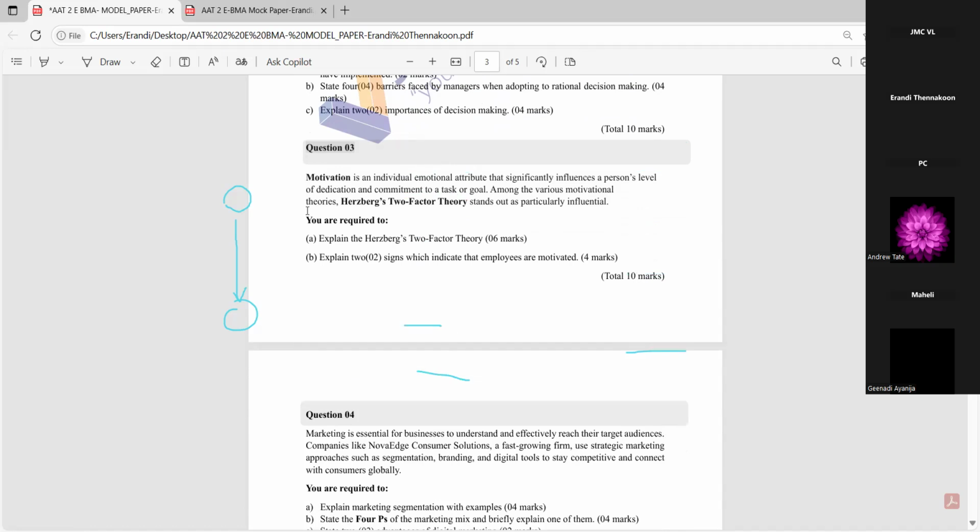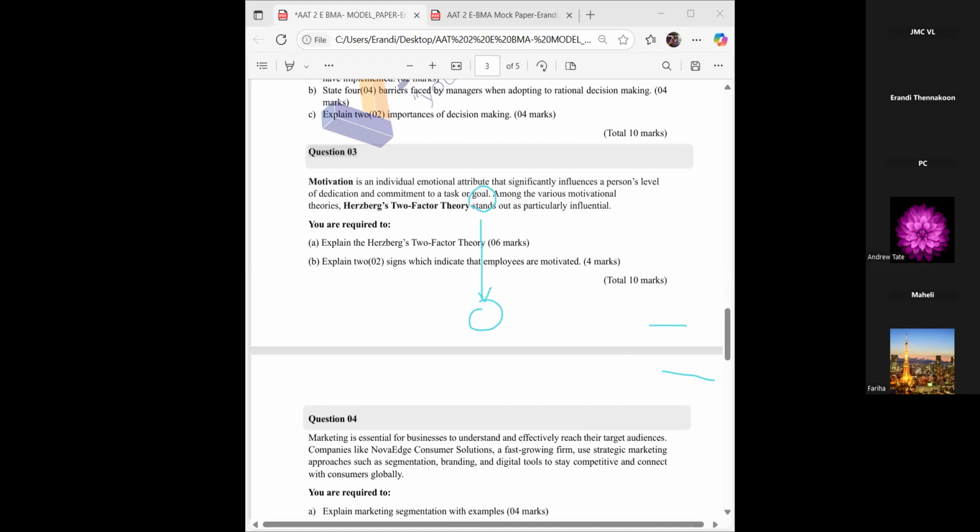Yeah, question 3, it's about motivation, right? And leadership and motivation. I created this question from that chapter, leadership and motivation. Motivation is an individual emotional attribute that significantly influences a person's level of dedication and commitment to a task or goal. Among the various motivational theories, Herzberg's two-factor theory stands out as particularly influential. So hope you can remember this, right? When it comes to leadership and motivation, we have discussed content theories.